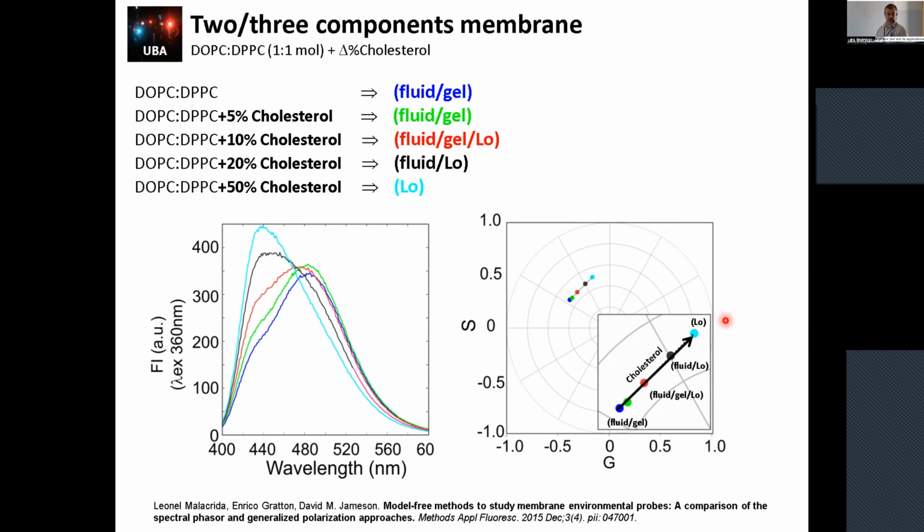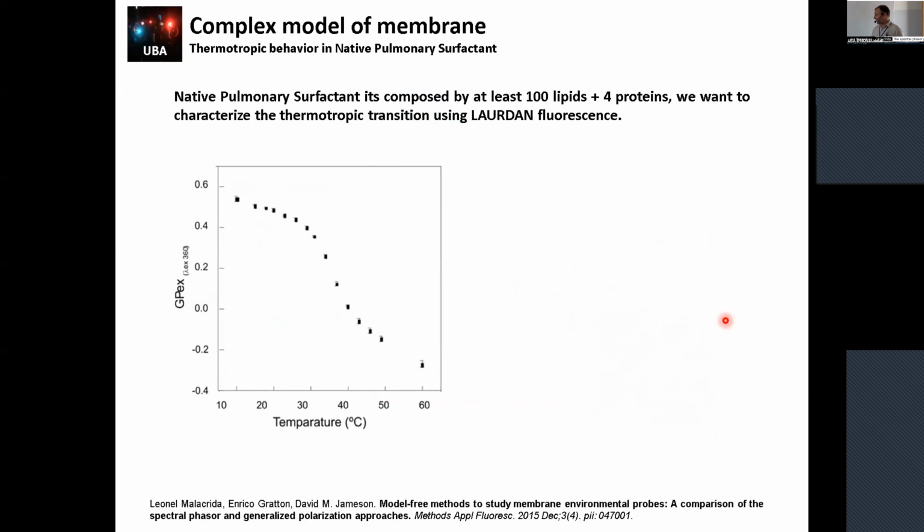So phasors immediately show you what is going on in the situation. You have many different components, but all line between the origin and the end, right, of the trajectory. But what happens if you have a more complicated system? And this is a very complicated system because it is a pulmonary surfactant, which is basically the substance that we have in the lung in order to decrease the surface tension and enable us to breathe without collapsing the alveolus. And it's composed of 100 lipids plus 4 proteins. Basically, it's really, really complex.